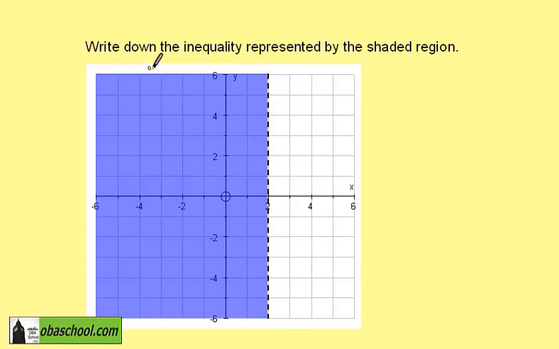We want to write down the inequality represented by the shaded region. The boundary of the region is a dashed line. We can read off that this is the line x is 2.